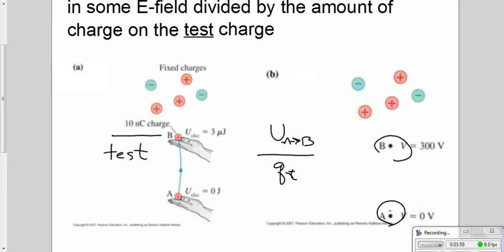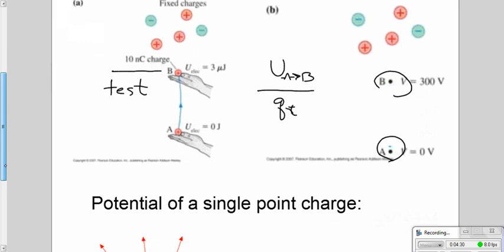It's no different than trying to move 2 books up through Earth's gravity. You're going to feel like you're doing twice as much work. Well, if you divide out the 20 nanocoulombs from that 6 microjoules, you still get 300 joules per coulomb of difference between position A and position B. And that's why potential is so nice. It has no impact whatsoever if we change that test charge that we imagine moving. So that is what we do with potential energy.